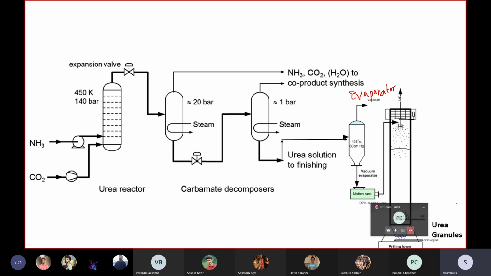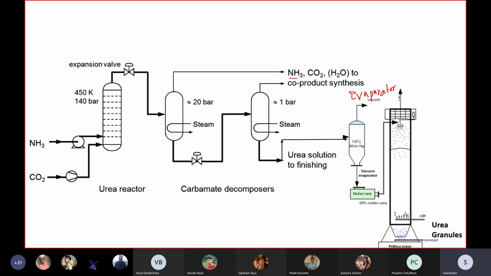Then it is introduced into the prilling tower. I explained in the last class that a typical prilling tower looks like a shower of liquid, like a spray jet. Through the spray jet, small urea liquid droplets fall from the top. Air is supplied, and heat transfer takes place between the cold air and the hot urea droplets, and solidification of urea granules takes place. That way, you get the urea granules.